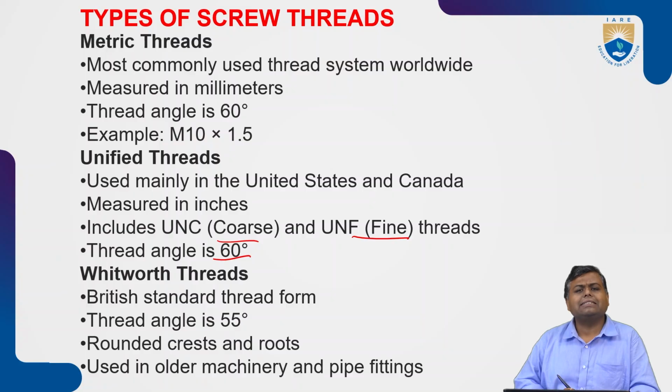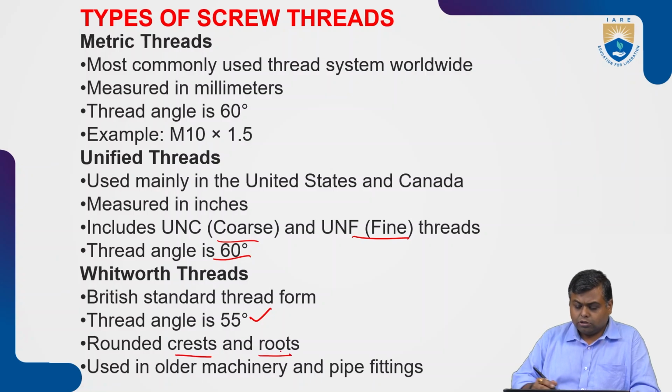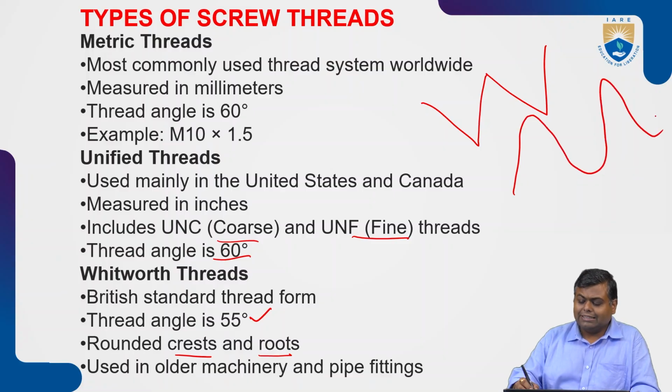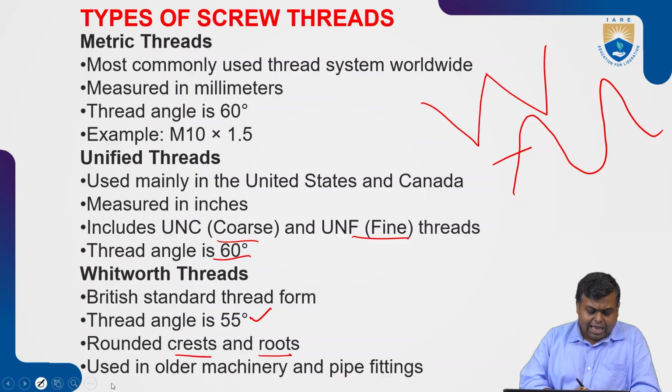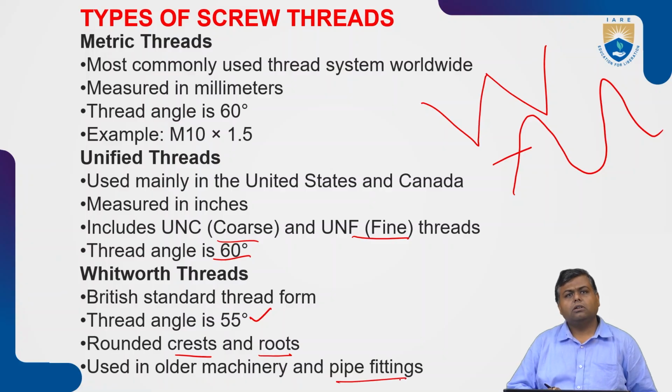The next is Whitworth threads. This is British standard threads form, and the angle is 55 degrees. So rounded crests and roots are formed. Rounded crests and roots means in general we will draw the thread root and crest in this format, but when we draw for Whitworth, it will be somewhat rounded. So this is the profile of the Whitworth threads. They are being used in older machines and pipe fittings to make them function properly.